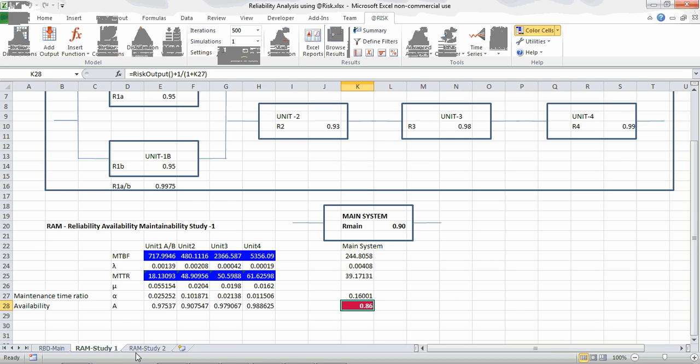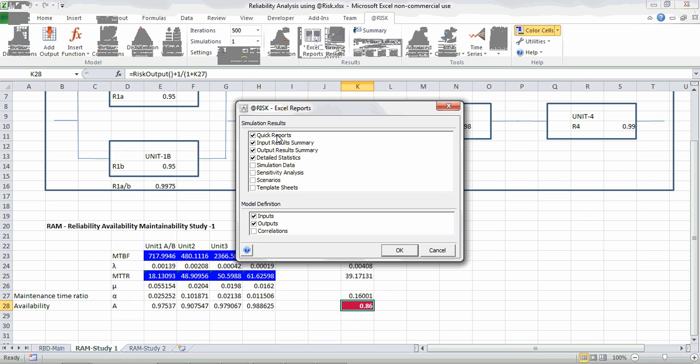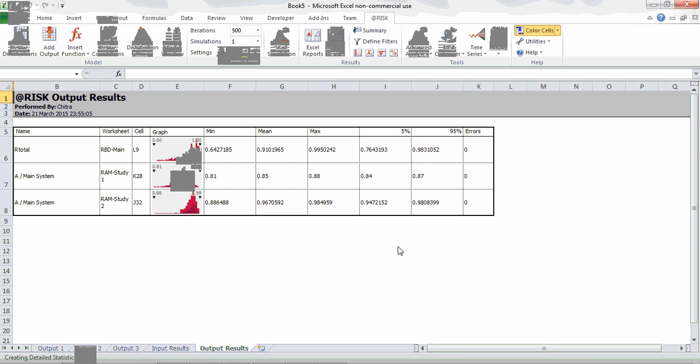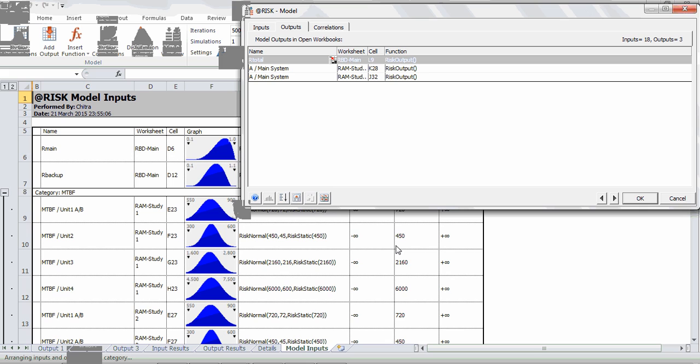So in order to generate a report, we click on export Excel report, and I click the quick report, input result summary, output result summary, and also I have defined the inputs and outputs, the model definitions. So I say OK. The report generates a report.